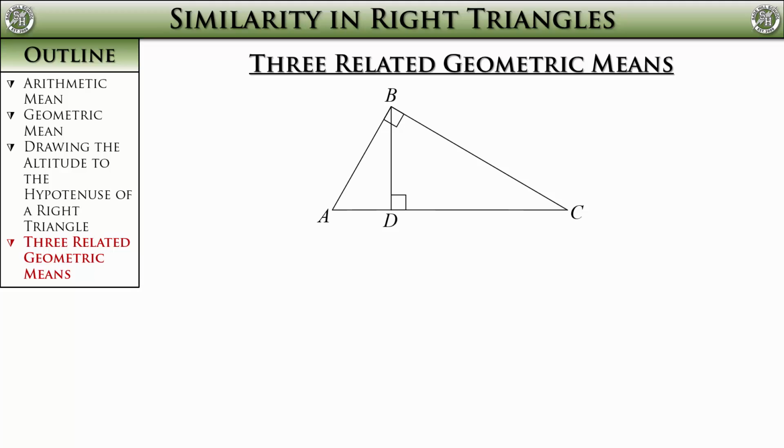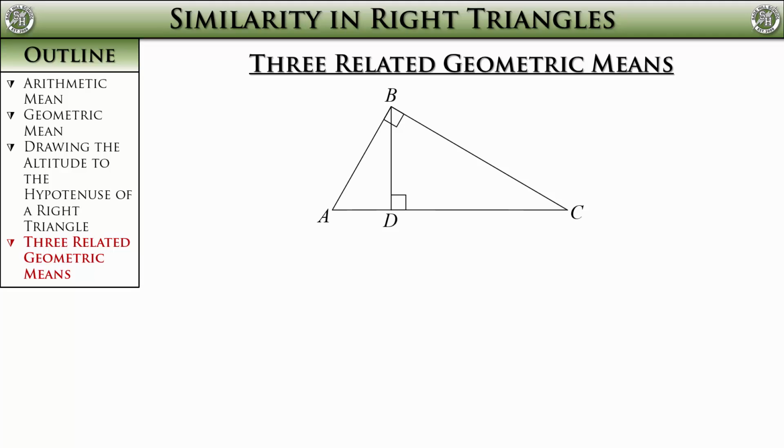Now we get to the 3 related geometric means. The fact that drawing the altitude to the hypotenuse creates 3 similar triangles is interesting, but those similar triangles lead directly to, and are the reason why, 3 geometric means pop up. And that is what we will be focusing on now. This is what will get you to use those geometric means we worked on at the beginning.